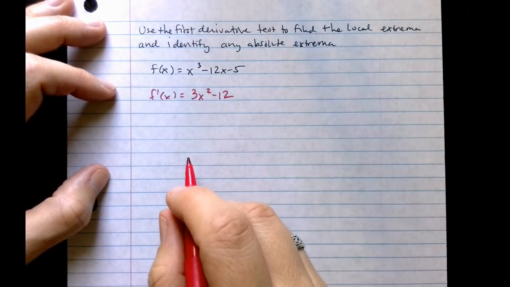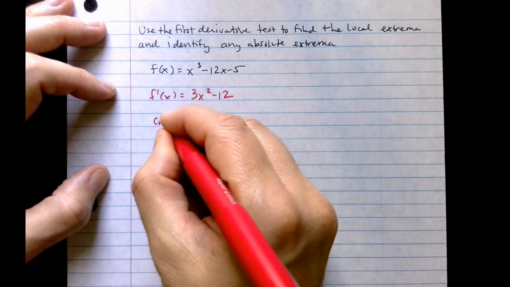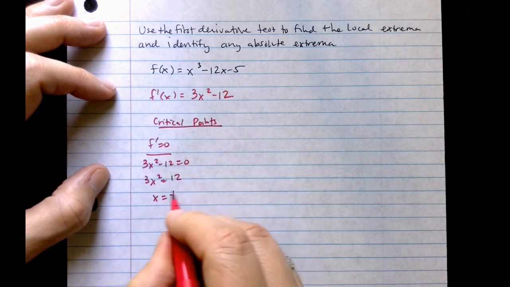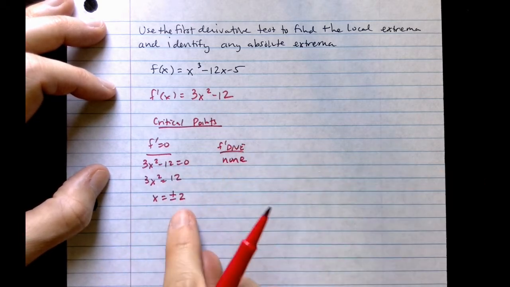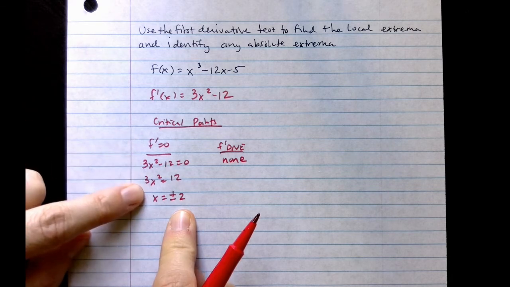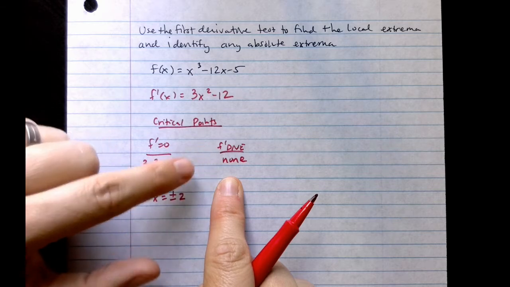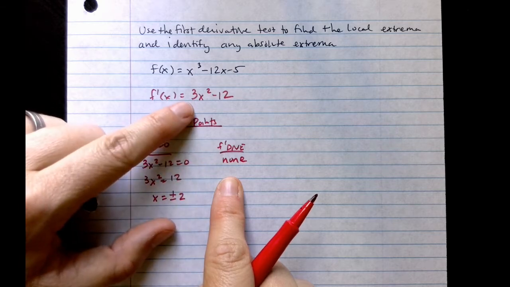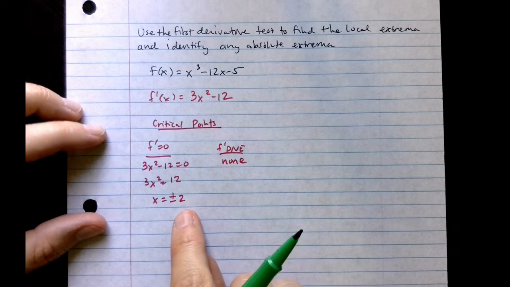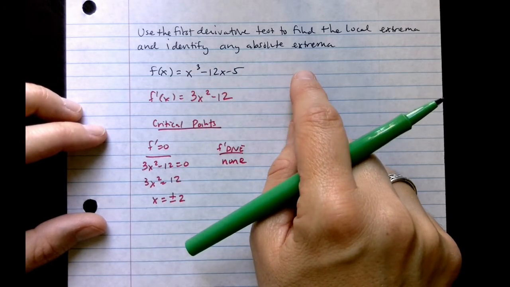Now remember, critical points exist when the derivative equals 0 or does not exist itself. Now, when the derivative equals 0 here, I just isolated my x squared, took the square root of both sides, and got plus or minus 2. On the right here, when does the derivative not exist? Well, nowhere. It's a quadratic. They exist everywhere. Remember, their domain is all real numbers. Based on this, I have two critical points. Now notice I do not have a closed interval here, so EVT does not apply.